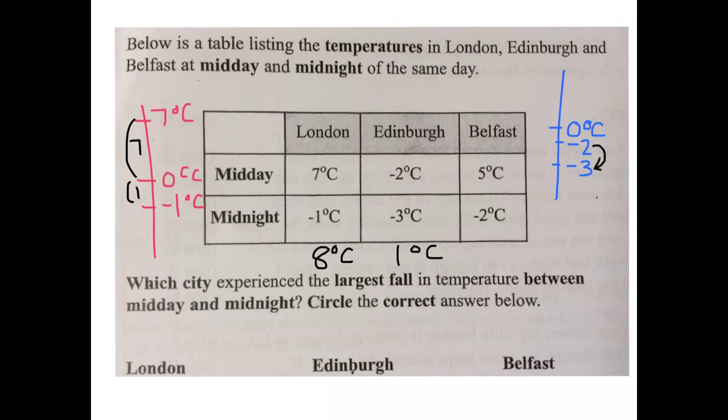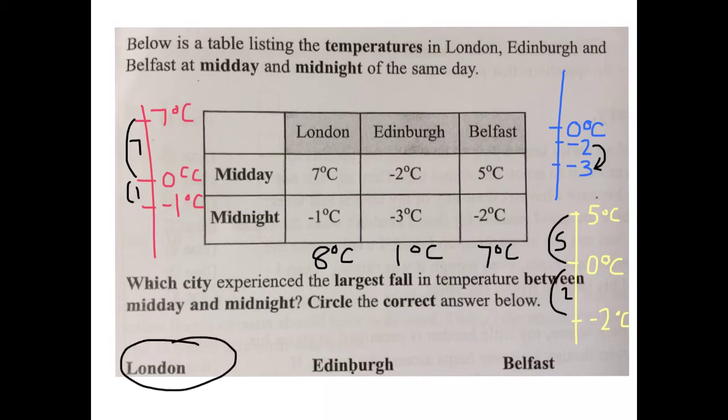And now Belfast, we'll do it in yellow. So Belfast at midday was 5 degrees and at midnight was minus 2. So it has dropped 5 to get down to 0 and then a further 2 to get to minus 2. So in total it dropped 7 degrees. So the city that experienced the largest fall in temperature then was London.